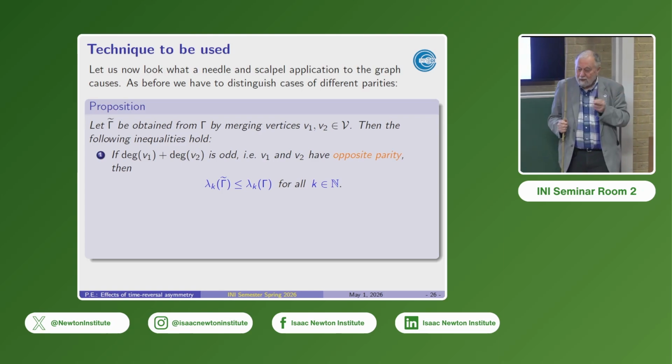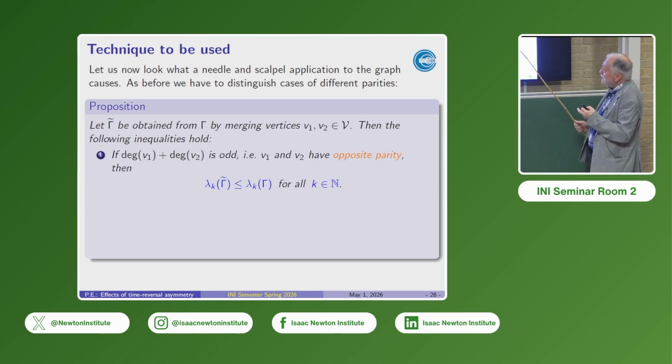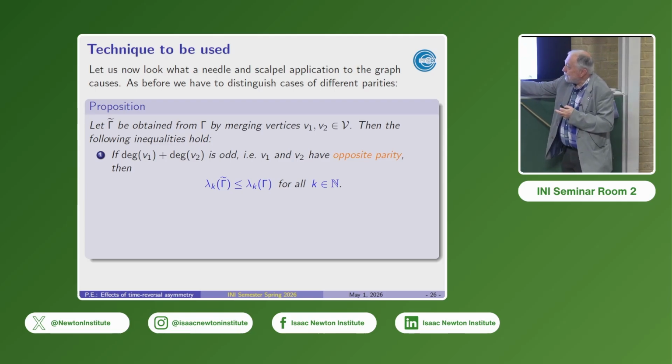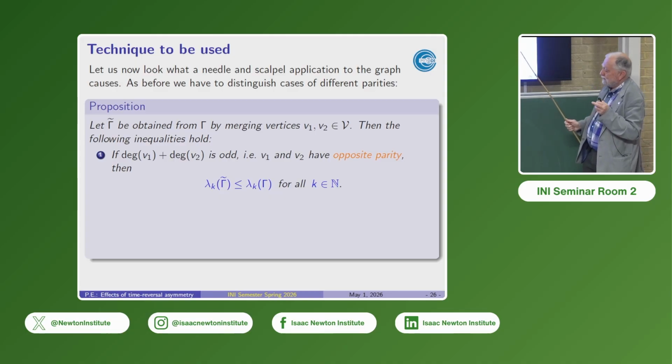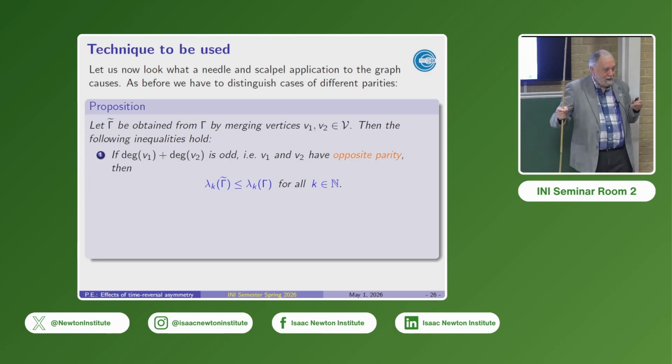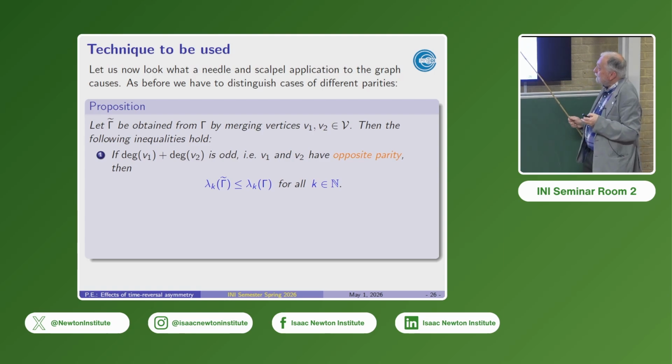And now the technique to be used. Merging a vertex: the merged vertex is again tilted, and the result is like that. If I merge 2 vertices in such a way that the sum of the degrees is odd, which means I merge an even and an odd vertex, then I get this inequality.